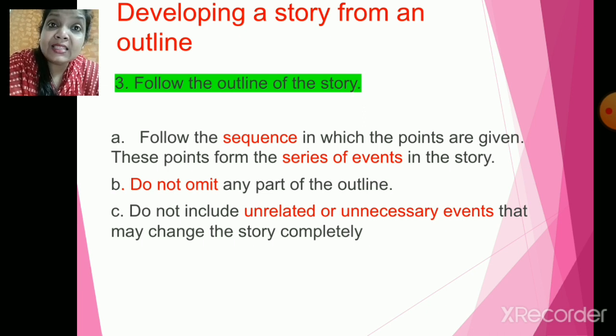Okay. Next important point is, do not include unrelated or unnecessary events that may change the story completely. So, for example, if your teacher has given you one outline, you can't add your own unrelated part in the story. You cannot add unnecessary events which you like in the story. You have to go only as per the outline which is given in the story. Okay, now let us go to the next point.